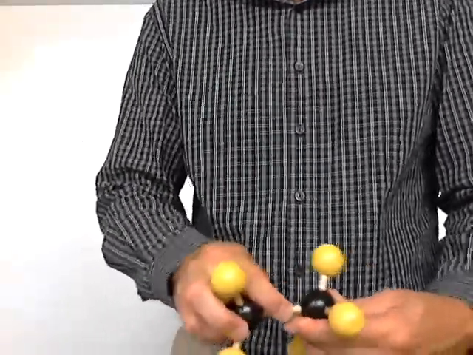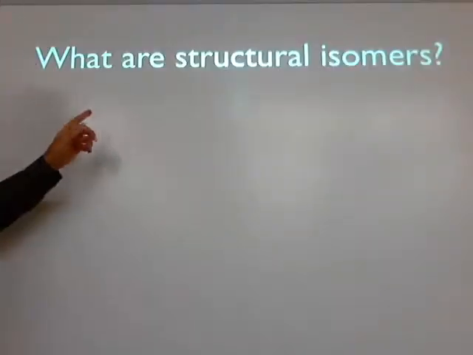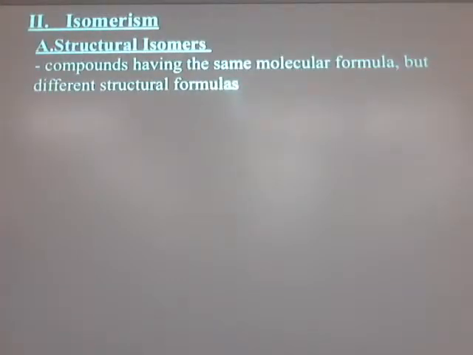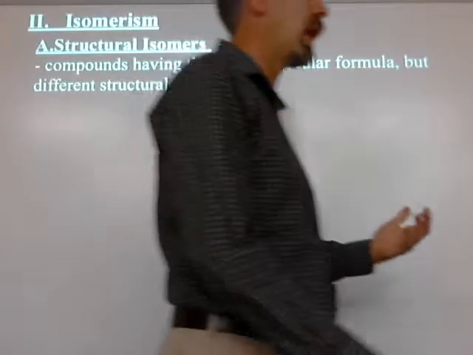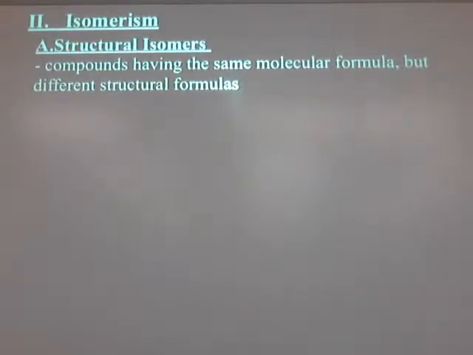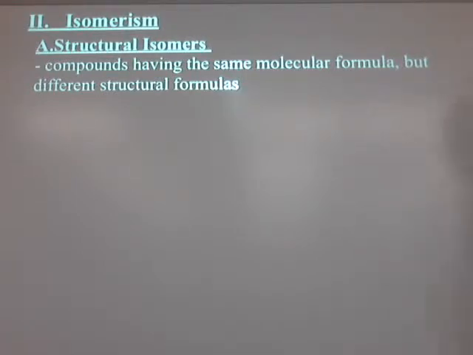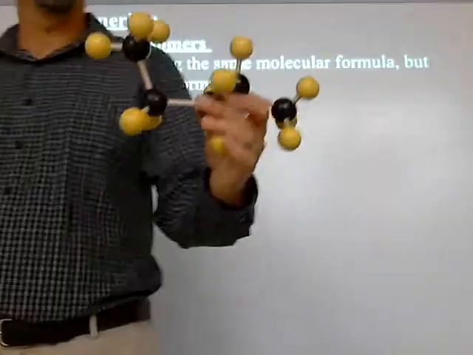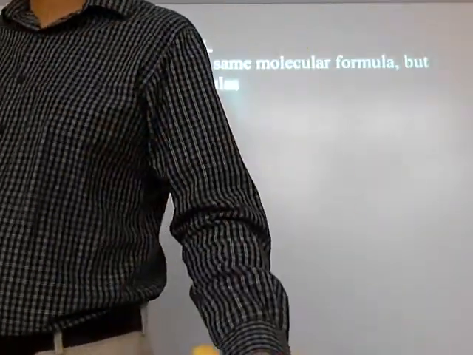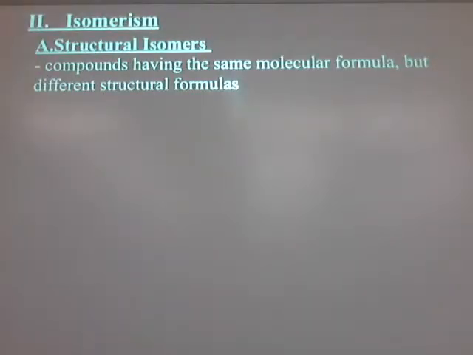I'm going to talk today, first part of this class, about structural isomers. Structural isomers are compounds that have the same molecular formula, in other words, C5H12, or C3, C2, or whatever, H however many. They're the same thing for the molecular formula, but they don't have the same structure. When you look at their actual compound, it doesn't look the same. They're actually different names even.